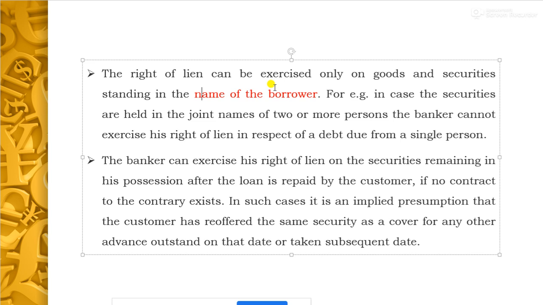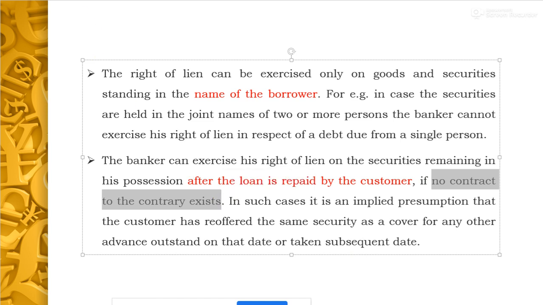So, it will not be possible for the banker to exercise the right of lien on such property. Now, next is the banker can exercise his right of lien on the securities remaining in his possession after the loan is repaid by the customer if no contract to the contrary exists.